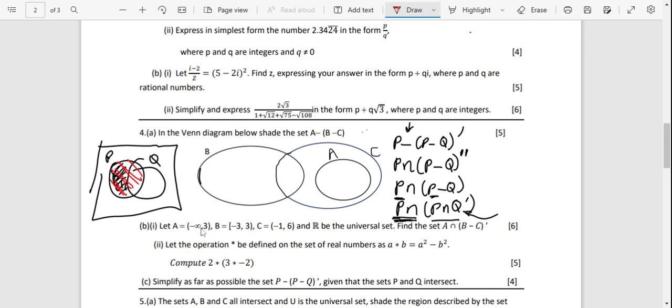Now look for the intersection, like the common region. You can see that the common region is just what? Is just P intersection Q complement, because P intersection Q complement is a smaller set as compared to P. That is why in their intersection, you always get a smaller set. So that is going to be it.